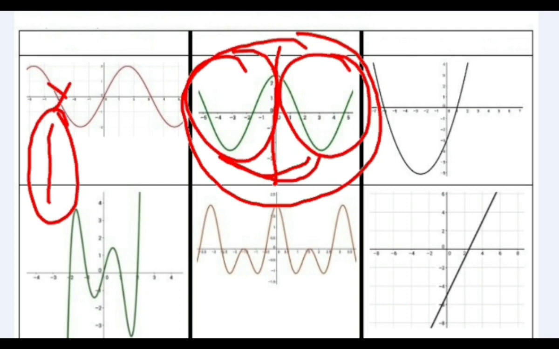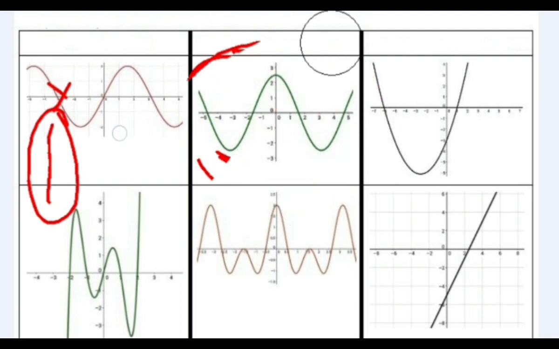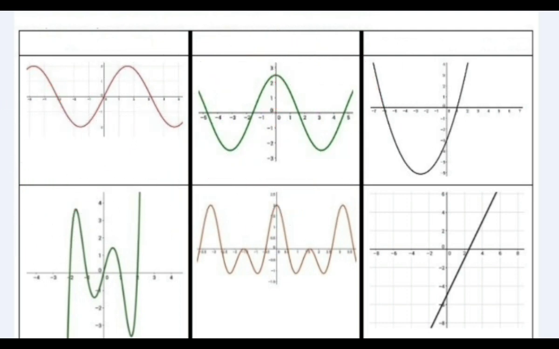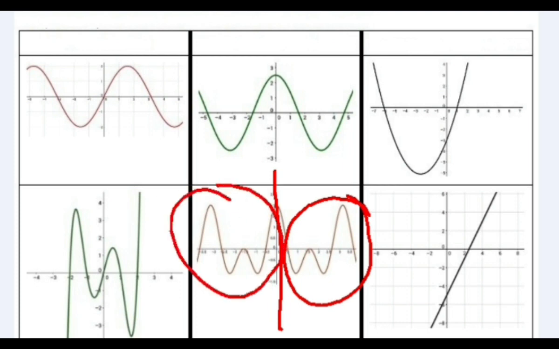Look at the second graph we have. Over here, this is your y-axis. Yes, it works as a mirror. Look at this part and this part, it's a mirror. So that's why it's an even function.